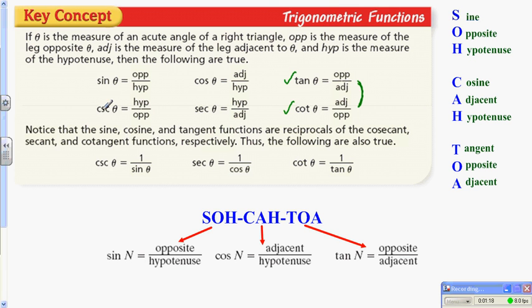They are reciprocals of each other. For sine and cosine, though, not quite as intuitive. The sine theta, okay, sine theta right here, its reciprocal is cosecant. So sine is opposite over hypotenuse, and cosecant is hypotenuse over opposite. And then cosine is adjacent over hypotenuse, and its reciprocal is secant. So sine's reciprocal is cosecant, cosine's reciprocal is secant, and tangent's reciprocal is cotangent.